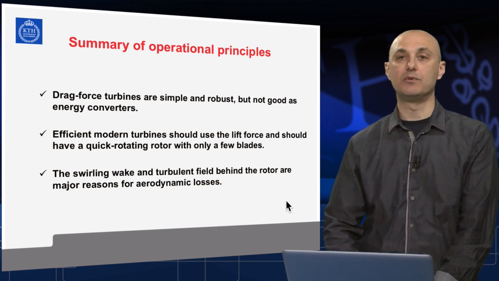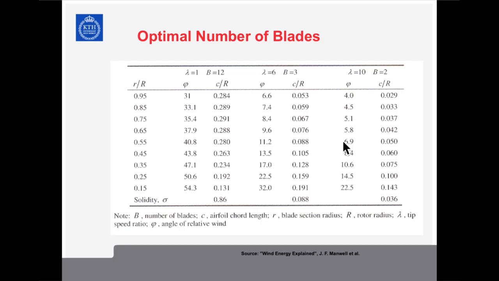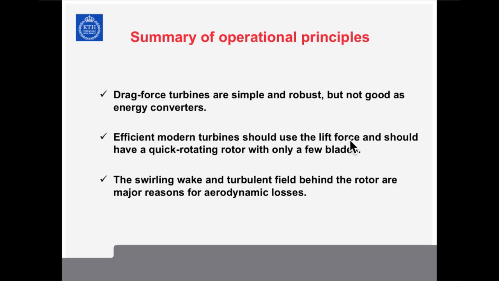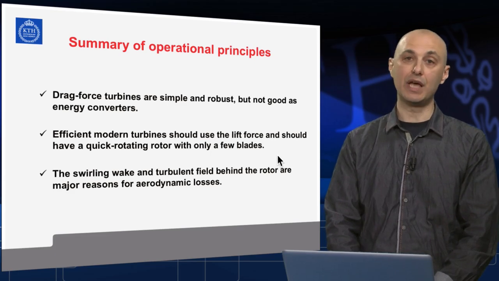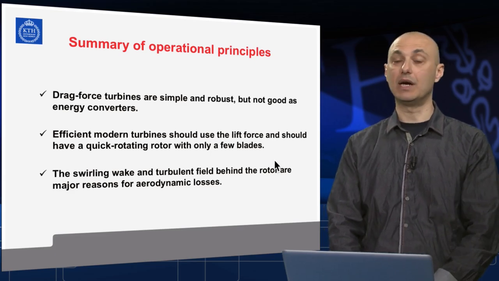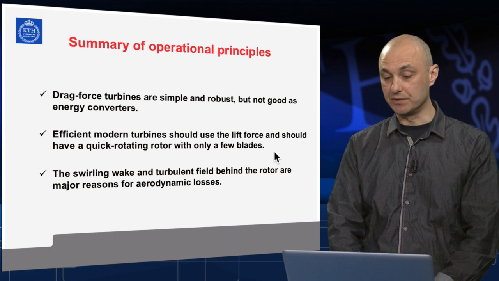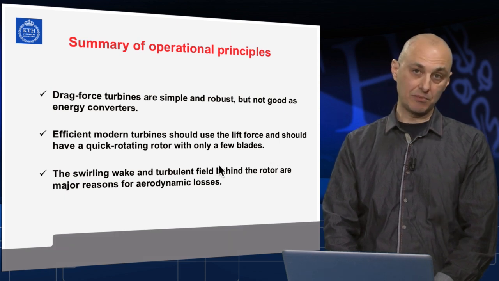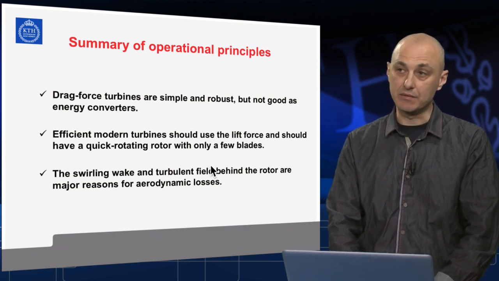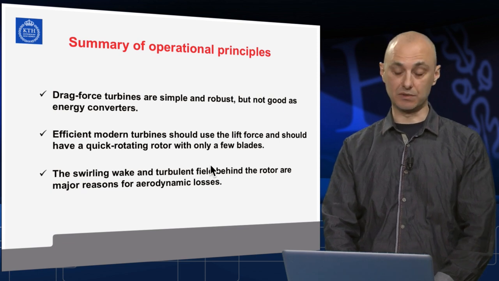A summary of what we learned in this section: drag force turbines are very simple and robust, but definitely they are not good as wind energy converters. They are not efficient at all. In order to be efficient, the modern turbines will have to use the lift force, and they should have few blades with the highest possible tip speed ratios. There are other problems related to very fast rotating machines, and of course we will look into those in the next sections.